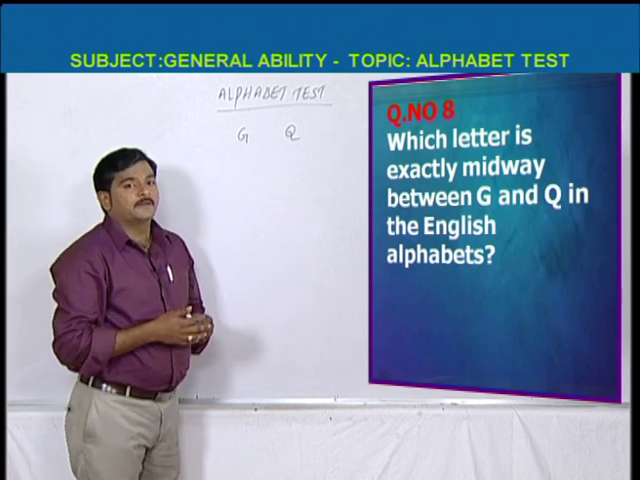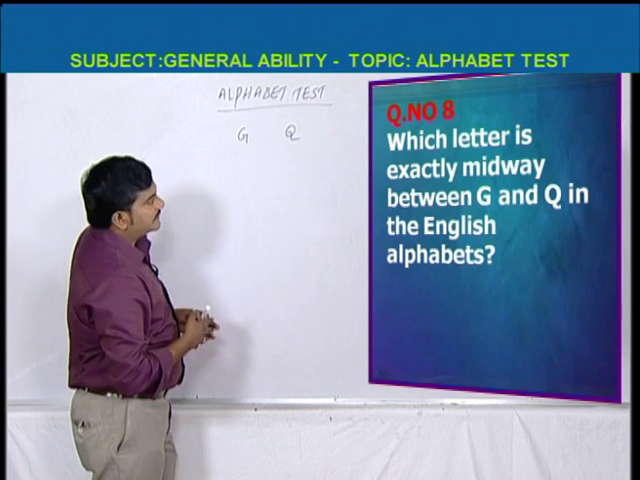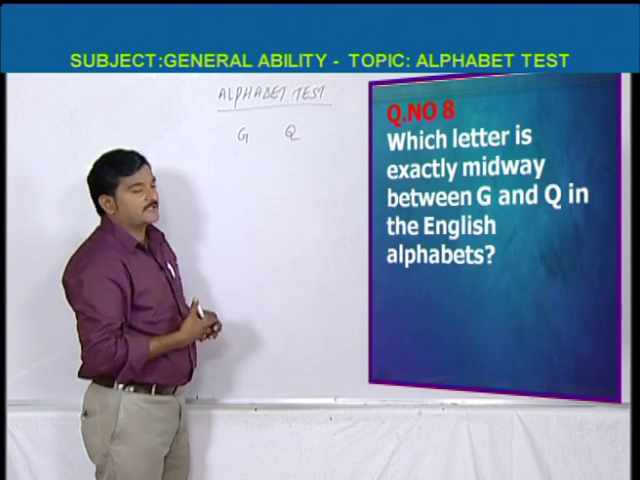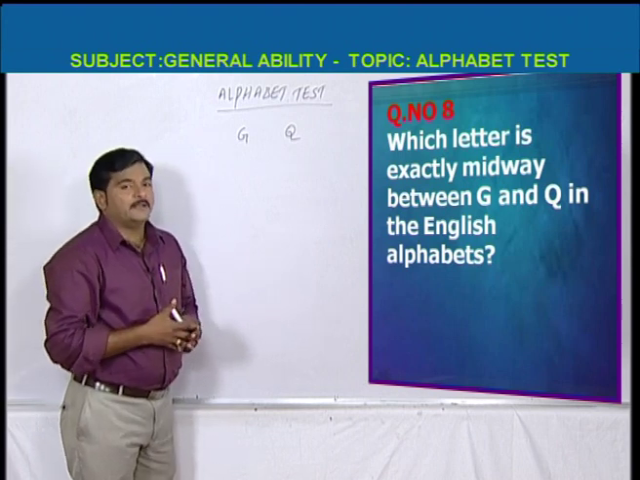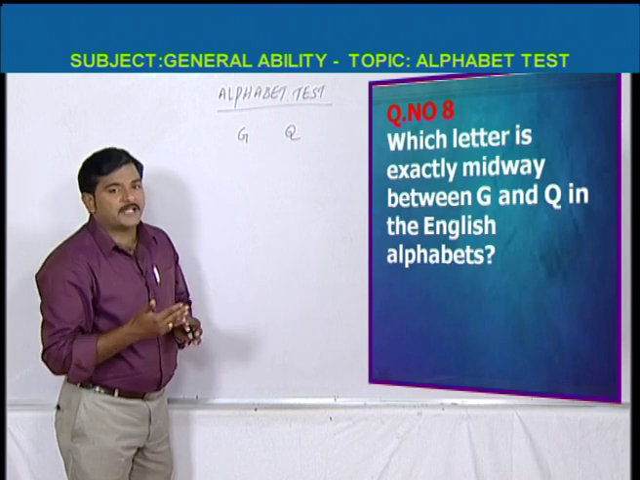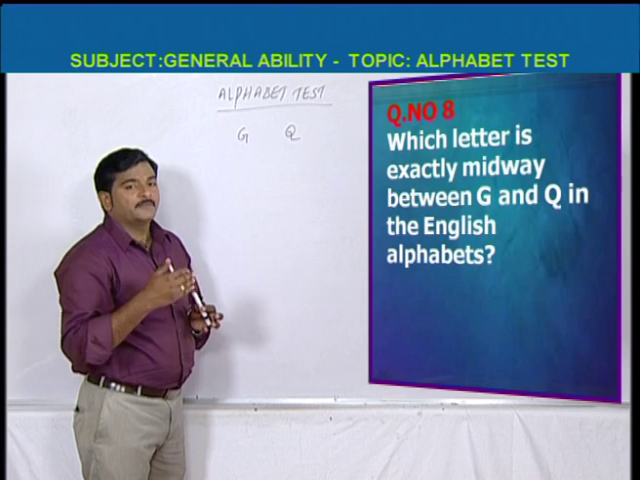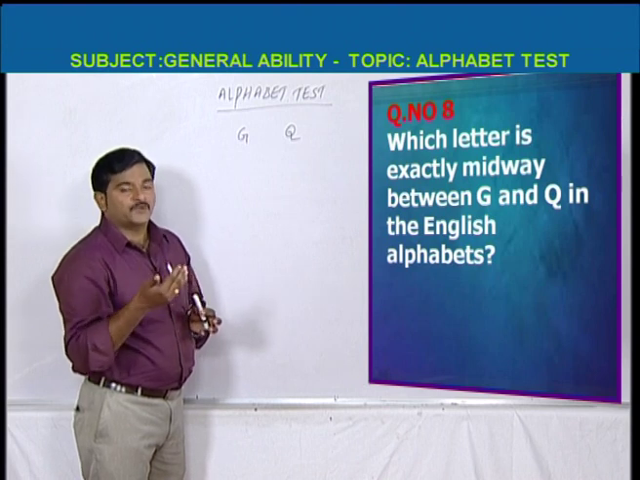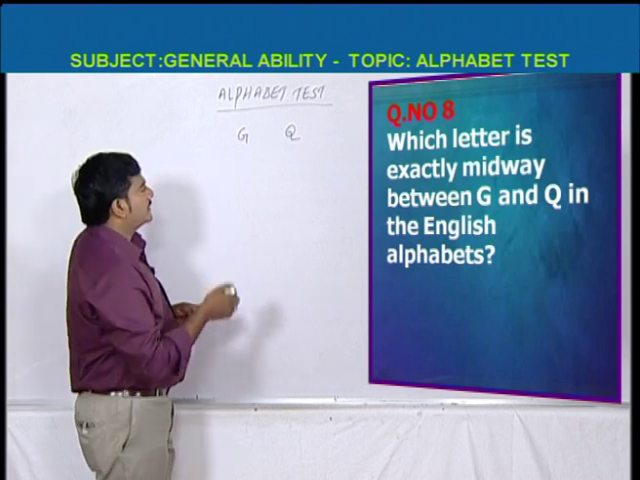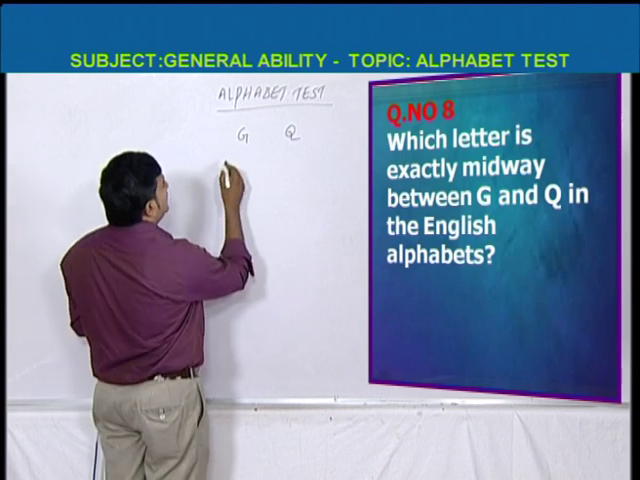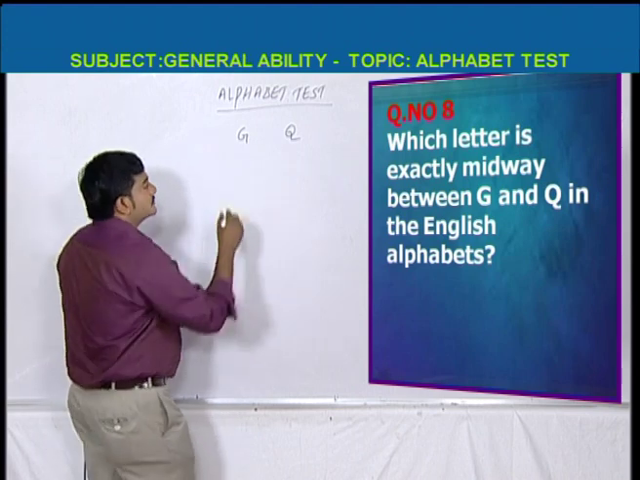Okay, I repeat, the question is very clear: which letter is exactly midway between G and Q in English alphabets? Which letter is exactly midway between G and Q in English alphabets? So usually, if we don't know the trick, what do we do? We write the complete alphabets. So what does it mean?